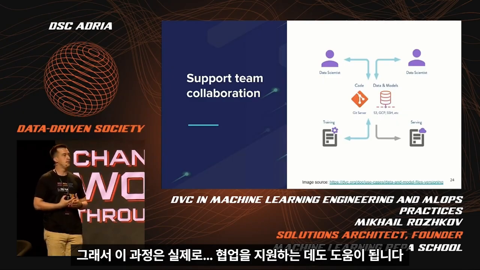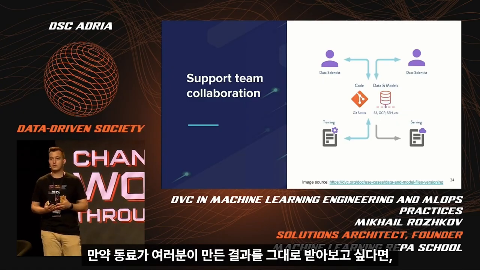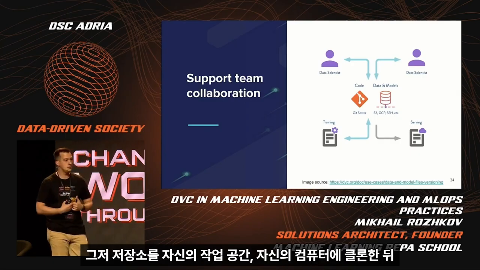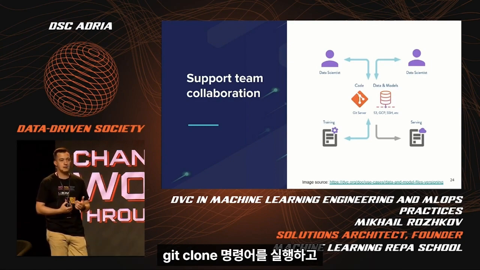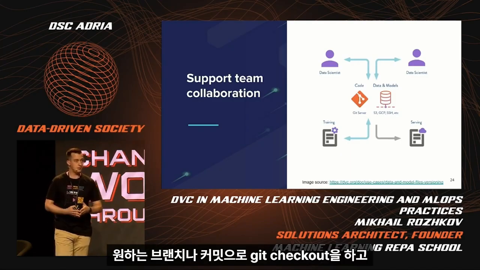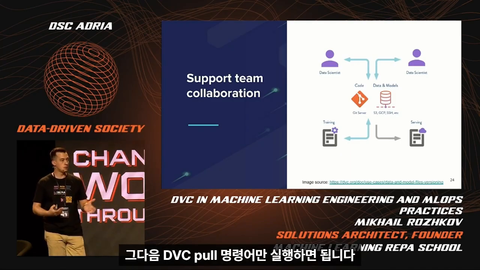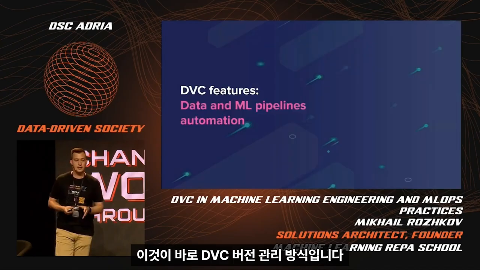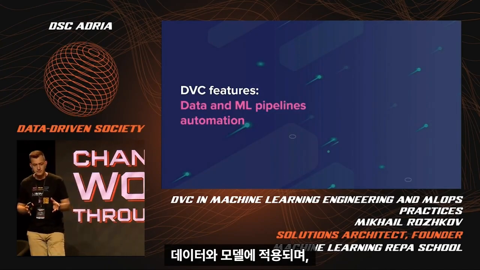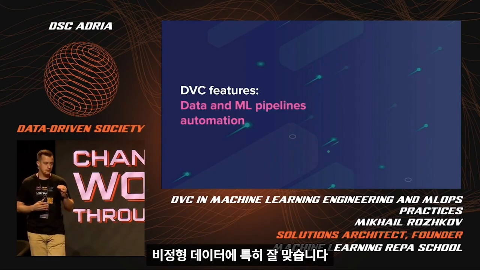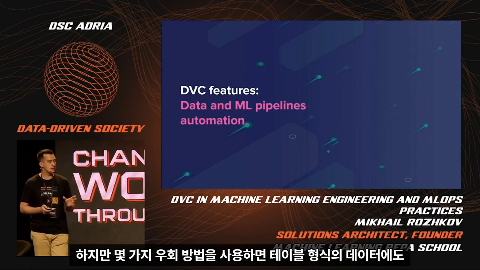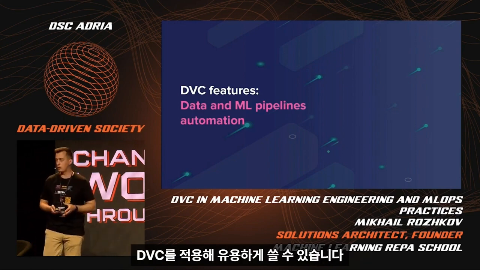So this process actually supports team collaboration. If your colleague wants to get the results you just achieved, they should just clone the repository to their workspace, to their machine. So they need to run the git clone command, run git checkout to a specific branch or specific commit, and then run the DVC pull command. And DVC will bring this data to their machine. So this is how DVC versioning works. It's applied to data and models. And it works better with unstructured data when you store your data in file format. But there are also some workarounds to make it work and be beneficial with tabular data as well.